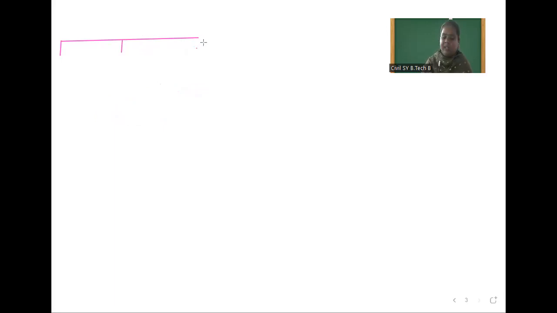RB, then this is RC, and we will mark D point. So this is A, this is B, this is C. This distance is 4 meter. Suppose this is D point. This distance is 1. So from this D to C, how much remaining? 5 meter. Okay, so this is the figure.